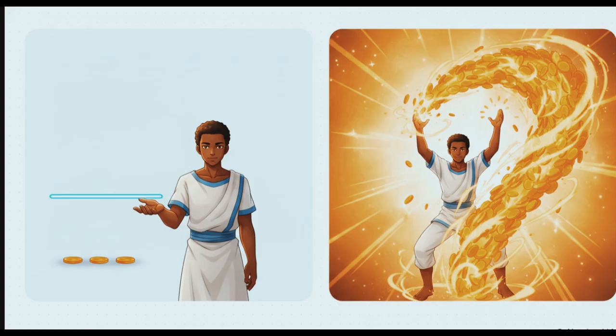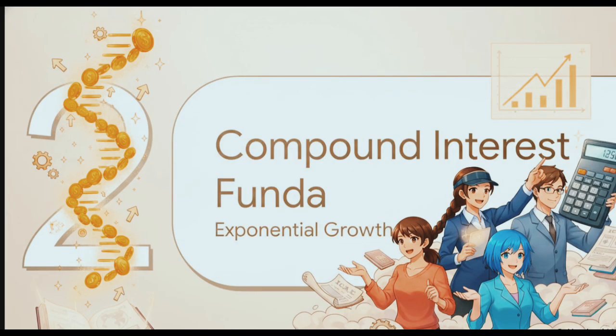But under compound interest, we go Super Saiyan. The principal goes on changing and increasing at the end of specified periods. Your growth scales exponentially because you actually start earning interest on your previously earned interest. Moving right into section 2, compound interest kafanda, the logic of exponential growth.